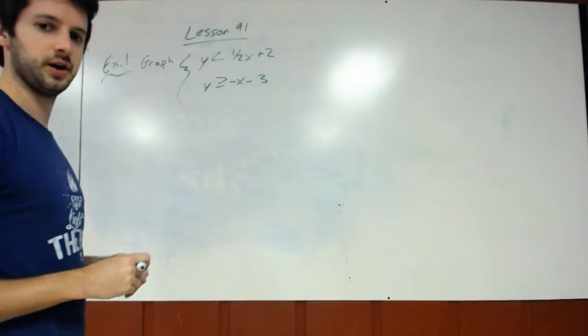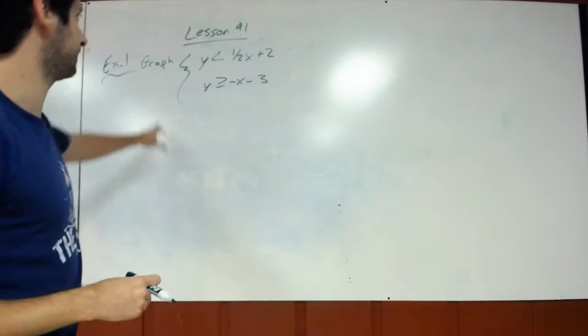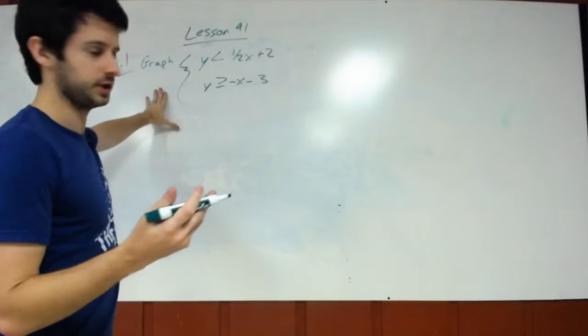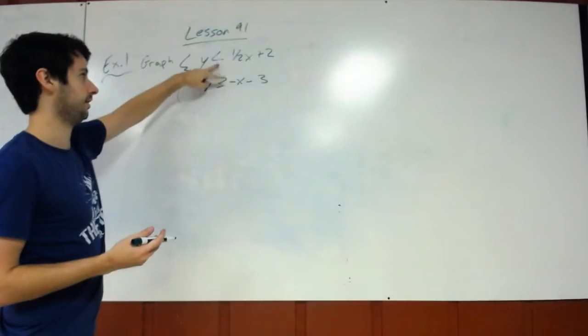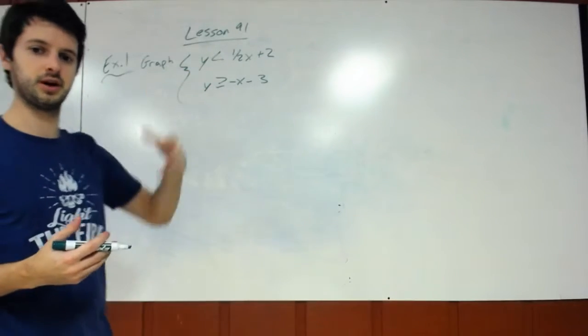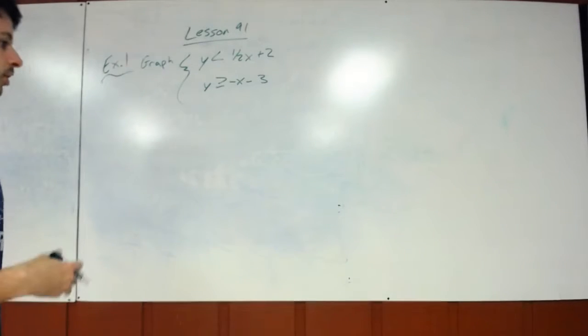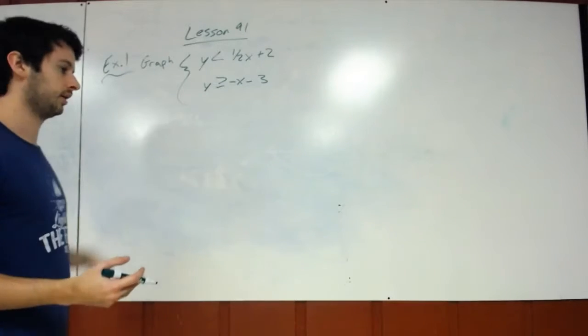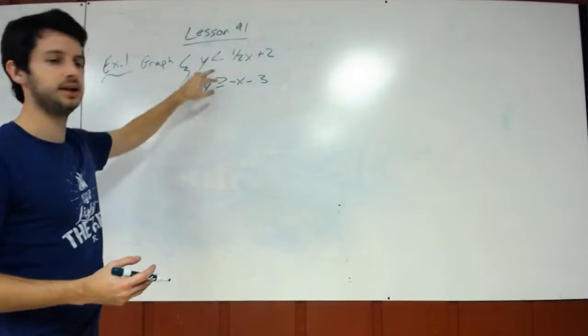We're going to look at graphing multiple inequalities in lesson 91. Now, the difference between an inequality is simply that we have less than, greater than, less than or equal to, or greater than or equal to symbols compared to equal signs.